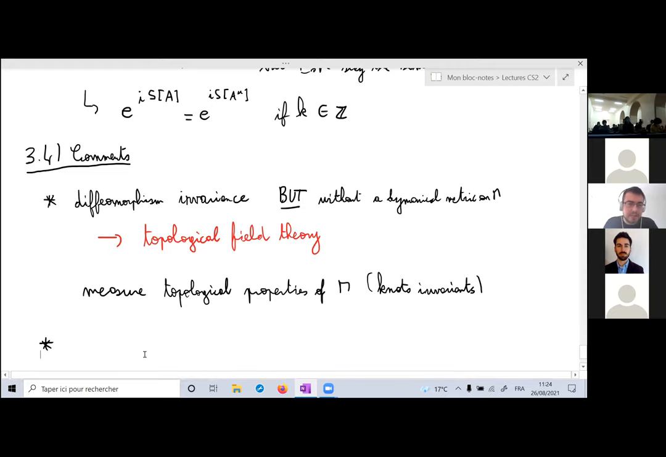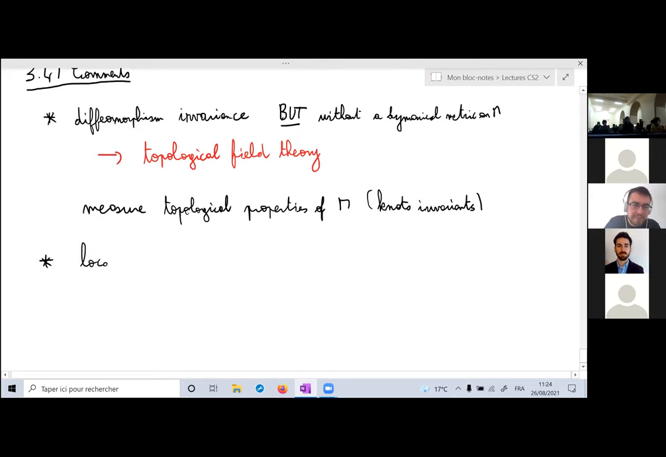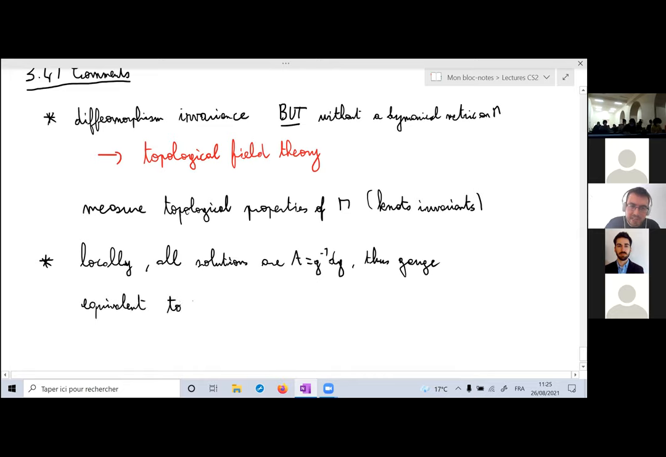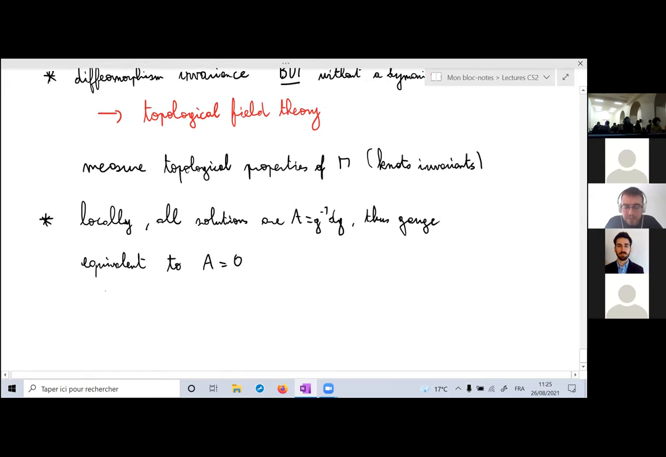Another observation is that locally, all solutions are A equals g inverse dg, we said. So locally, all solutions are thus gauge equivalent to A equals zero, right? By doing a gauge transformation, I can always eliminate completely this solution. It means that on any neighborhood, all my solutions turn out to be in some sense equivalent to the trivial solution. And that can seem a bit surprising. What it tells us actually is that in this theory, there are no bulk degrees of freedom.